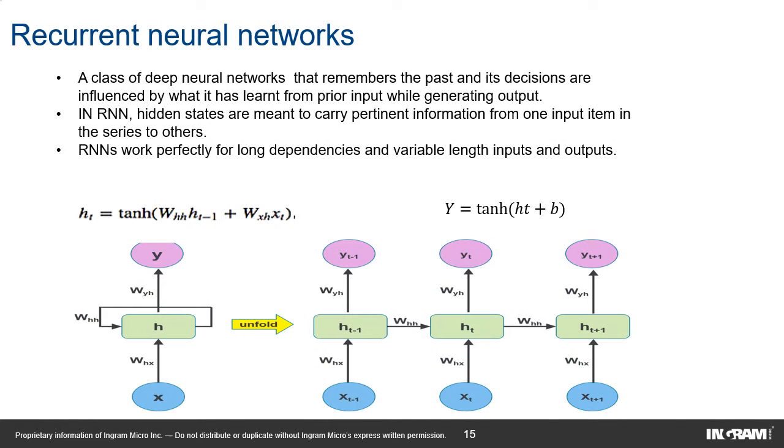The last neural network type is the recurrent neural network. What makes recurrent neural networks different is that they remember the past, and their decisions are influenced by what they have learned from prior input while generating output. RNNs work perfectly for long dependencies and variable length inputs and outputs. That's why they best fit text data. One of the most widely used RNNs is the LSTM architecture, which stands for long short-term memory.